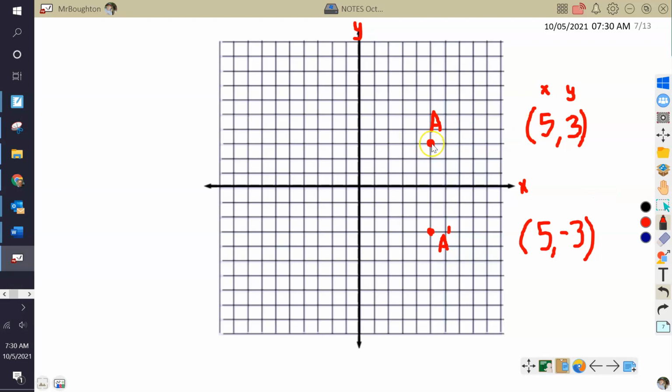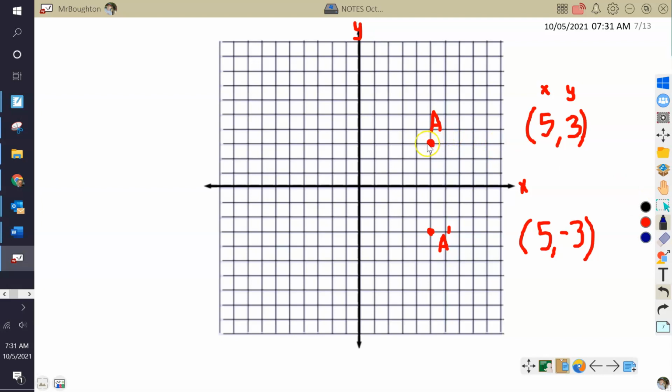So what would we get if we took A, let's come back up here, and then reflect it across the y-axis? We're moving across this way. We're crossing over the y-axis. So where would we end up if we started here and then moved across the y-axis? Let me change my colors and go blue here.